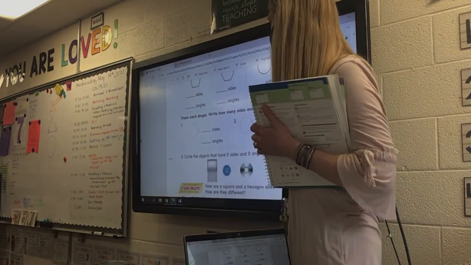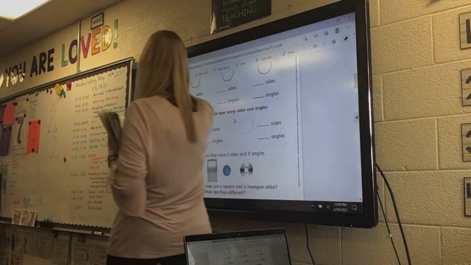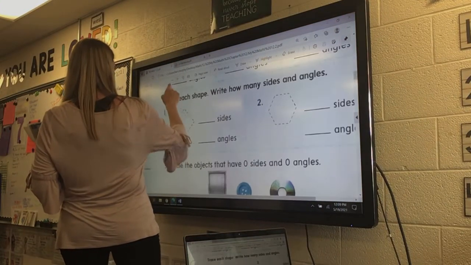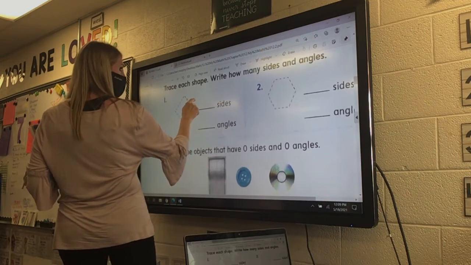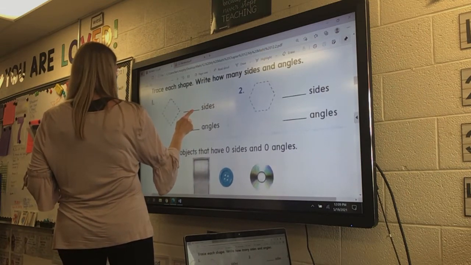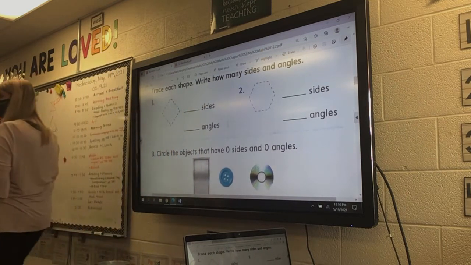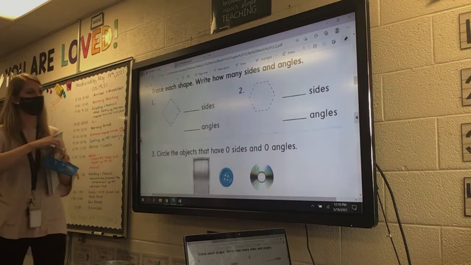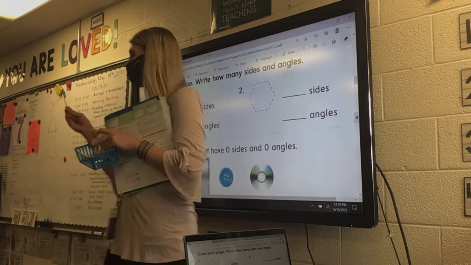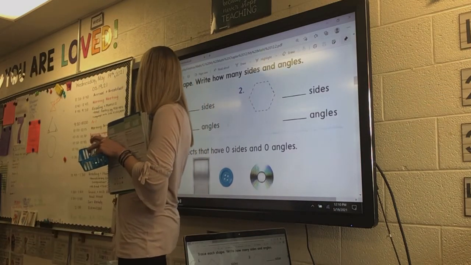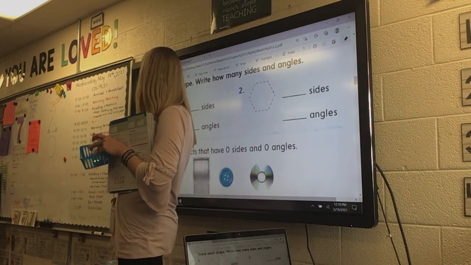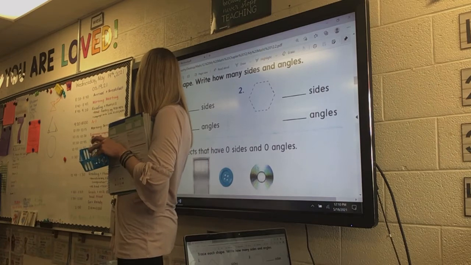Down at the bottom, what we need to do is the first direction says to trace each shape. And then we're going to write how many sides and angles. But Mrs. Murphy's going to have you guys put those curves for the angles. Okay, so I want this person to come up here and do this first shape. What do you think, Lily? Come up here, Lily. So you trace yours, Lily will trace hers.